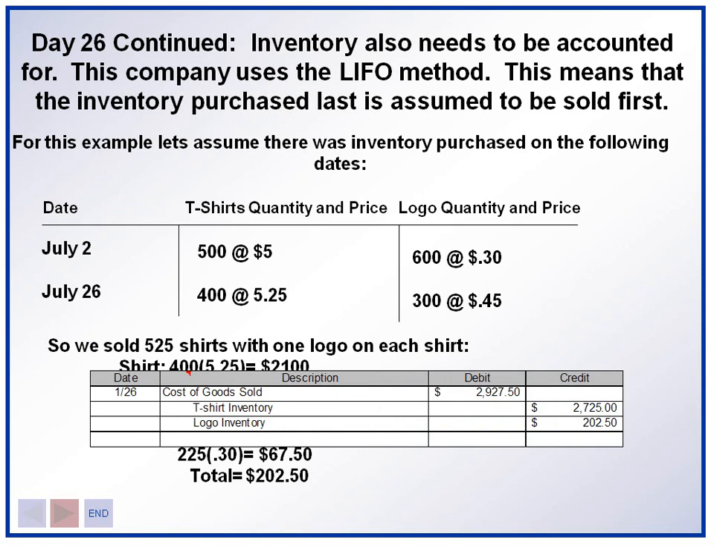To record this entry, we are going to have a cost of goods sold of $2,927.50 as our debit, and our inventories are going to decrease.